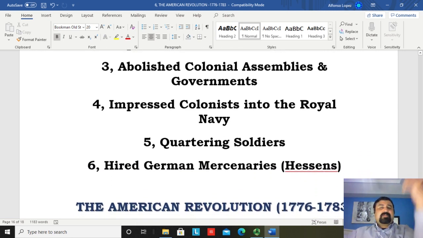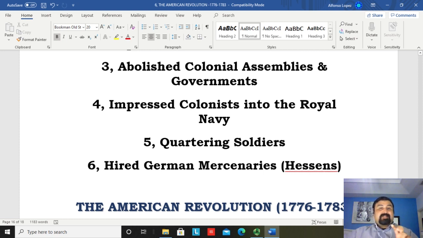Abolish colonial assemblies and governments in Massachusetts. Remember that all of the city councils, the colonial assemblies, were totally abolished because the king replaced the political structure with administrators that he actually sent to Massachusetts to replace all the political administrators of that colony, depriving, of course, the population to choose their own representatives to govern their own cities, their own towns, their own affairs.